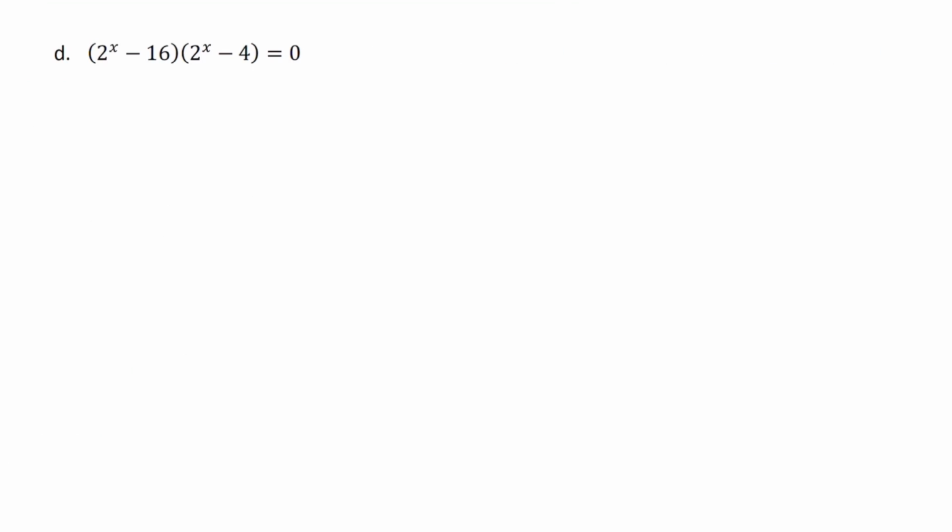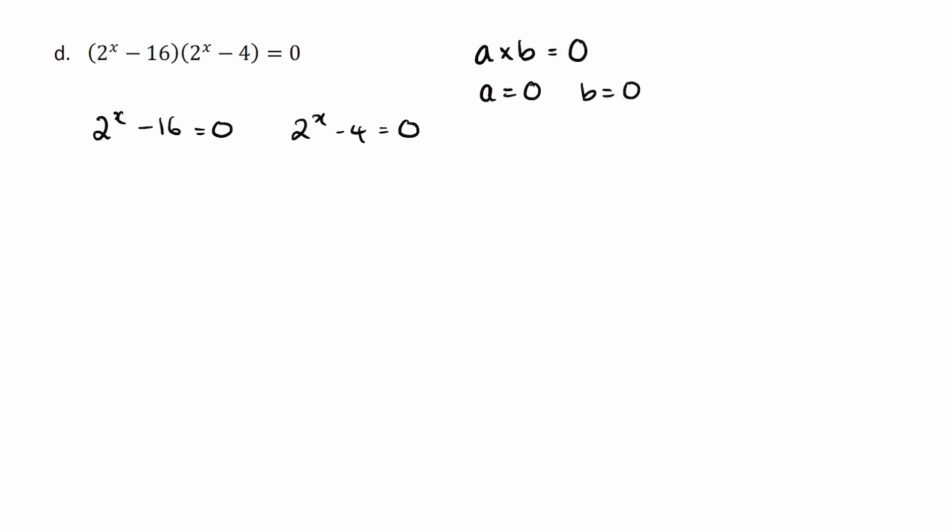Part D. What I can do here is use the null factor law because I have two values multiplied equal to 0. We know that if a times b is equal to 0, the only possible way to get 0 is if a is equal to 0 or b is equal to 0 or both. So that's what the null factor law says. So I'm going to go ahead and do that. Either this must equal 0 or this must equal 0.